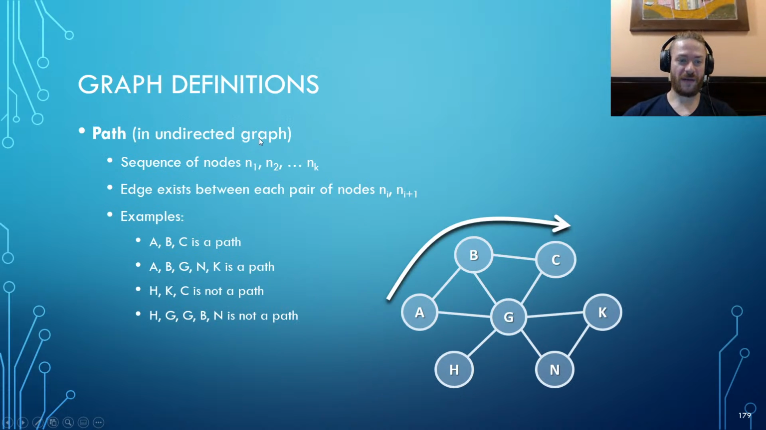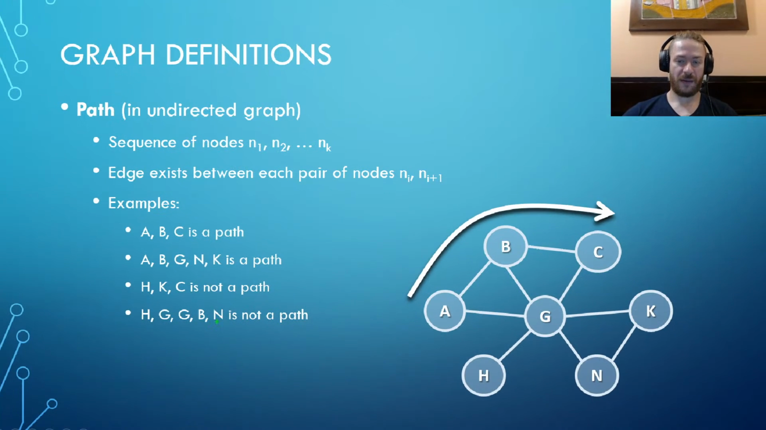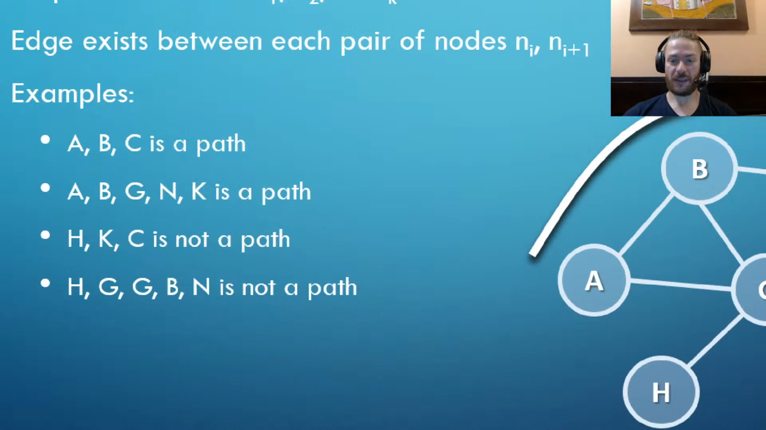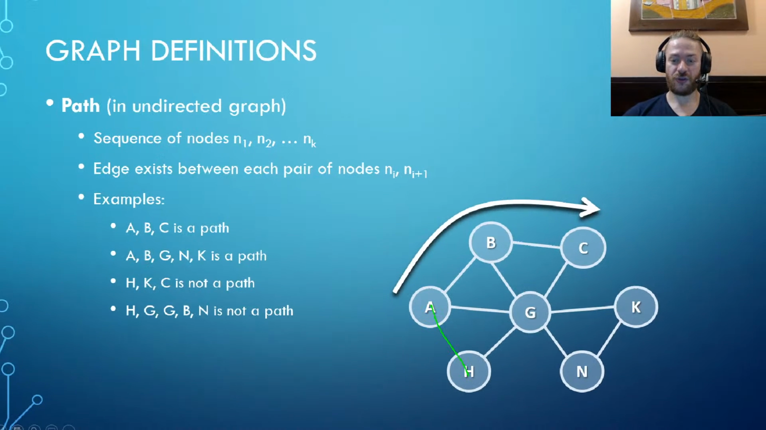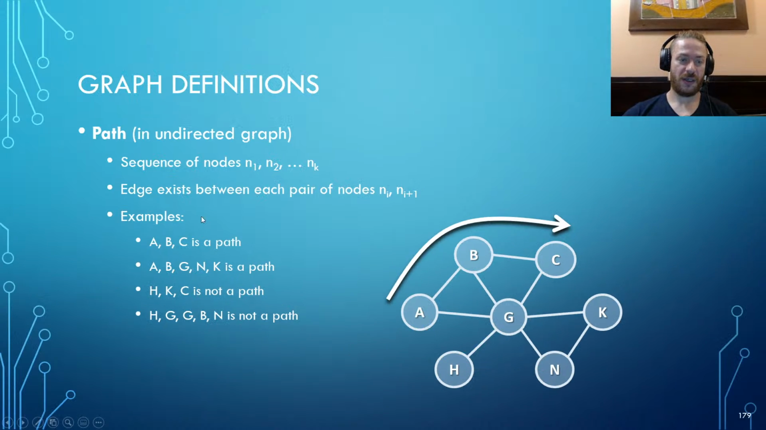A path in a graph means that we can go from one point to another. So ABC is a path, AJK is a path, AJNKJC is a path, but AHN is not a path, AHG is not a path, there is no connection here. A path is a collection of edges which connect to nodes.